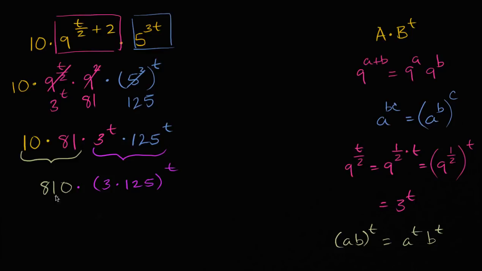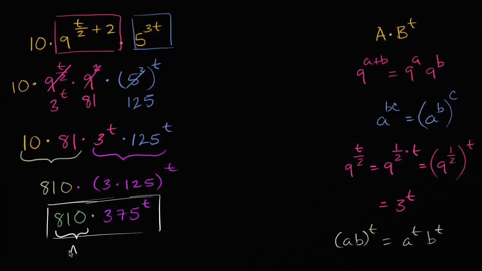So I'm in the home stretch. This is going to be 810 times 3 times 125 is 375, so 375 to the t power. And that's about as simplified as we can get. And we did indeed write it in the form that we hoped to write it in, that a times b to the t, where if we actually match this form right over here, this right over here would be our a, and then our b would be the 375.